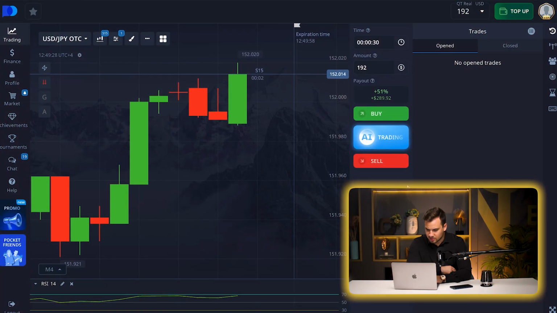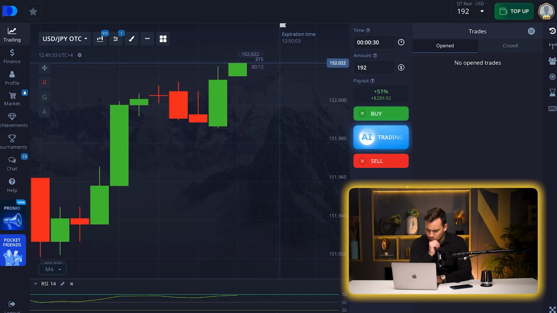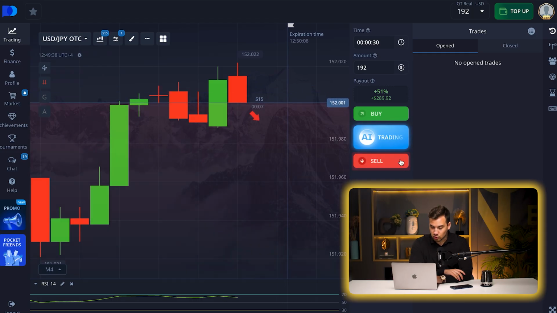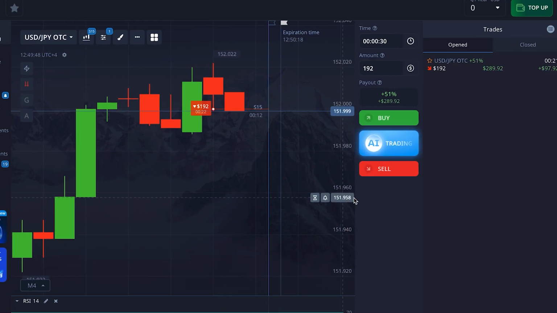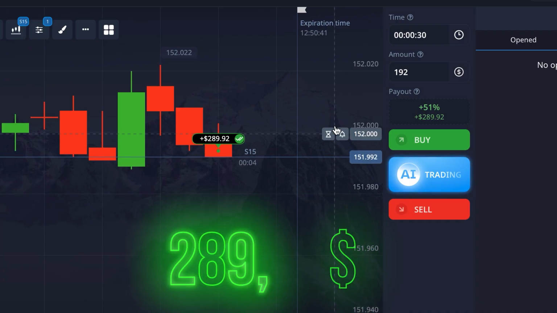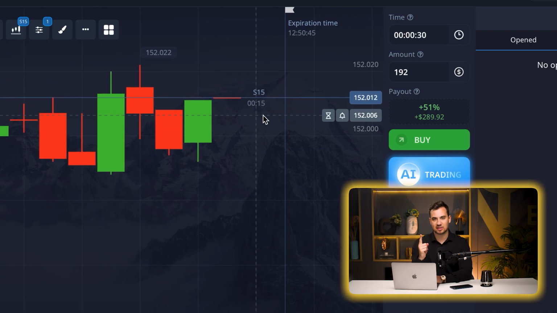USD Japanese yen is pressing against resistance, RSI near 70, and I'm waiting for weakness here. Red candle forming, that's perfect. Now I go short, watching if price confirms the reversal. Everything aligned. Resistance, RSI at the top, sellers stepped in.